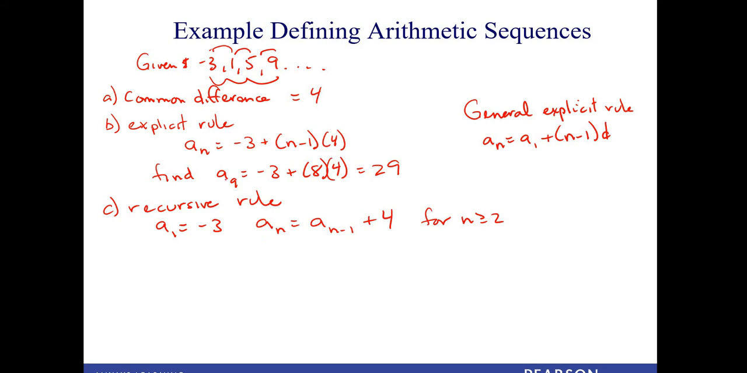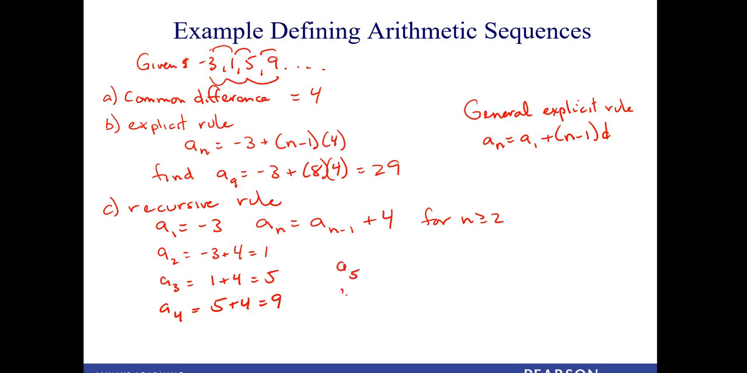So again, if I wanted to find the ninth term here, I would have to start with A sub 1 equals -3. I would say A sub 2 equals -3 plus 4, which would be 1. A sub 3 would be 1 plus 4, which would be 5. A sub 4 would be 5 plus 4, which would be 9. And I would have to keep going. Those were the ones I already had.